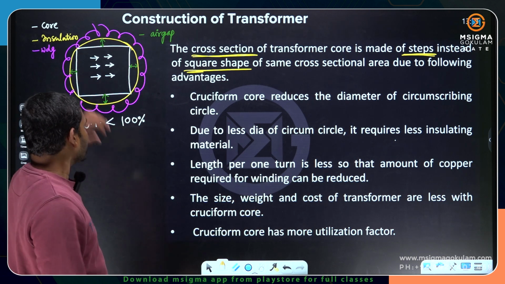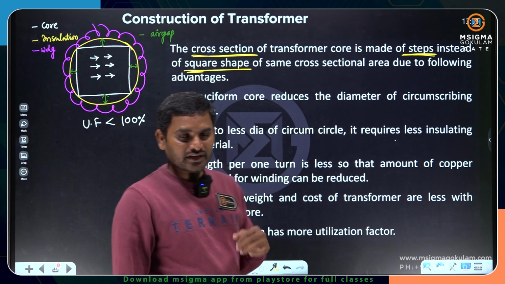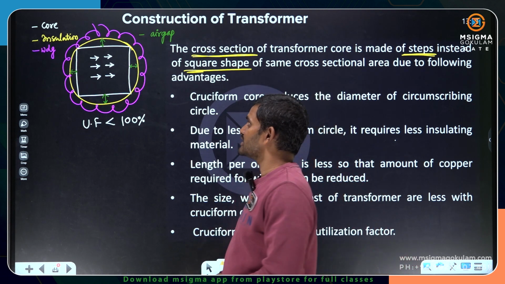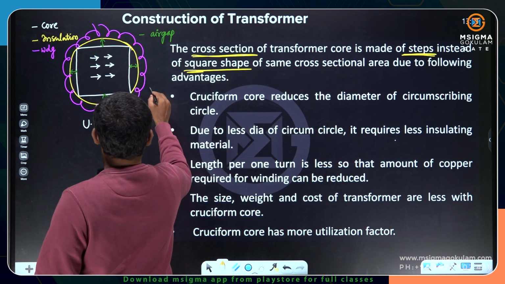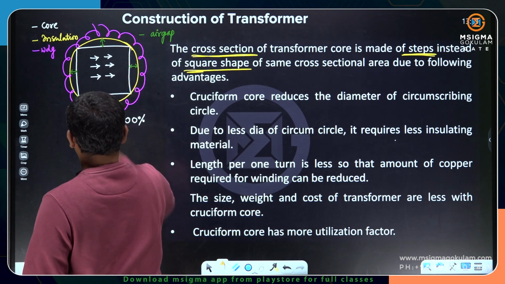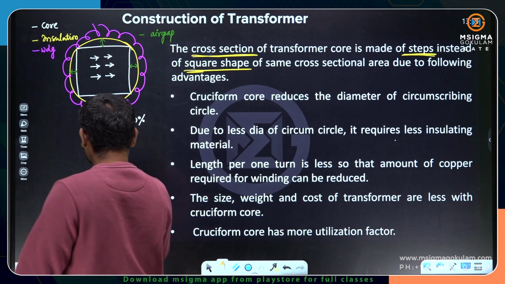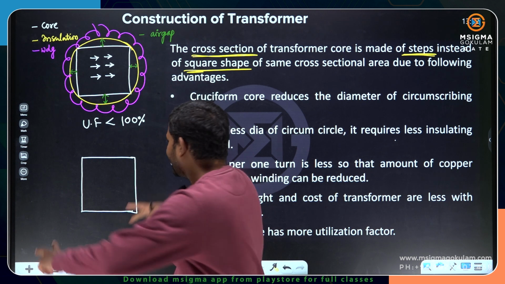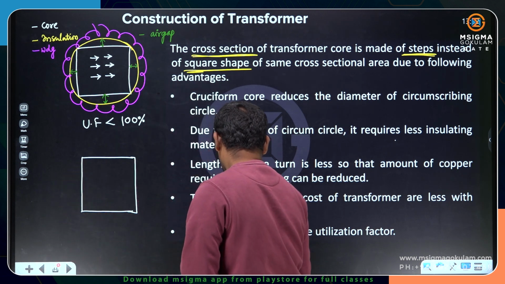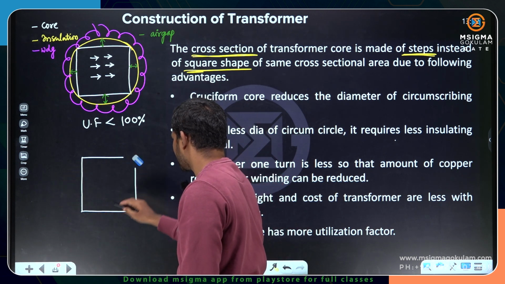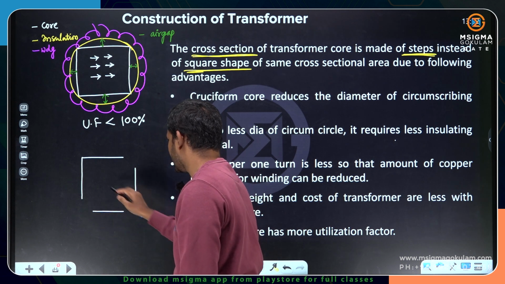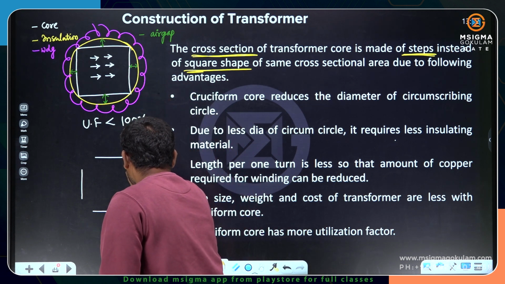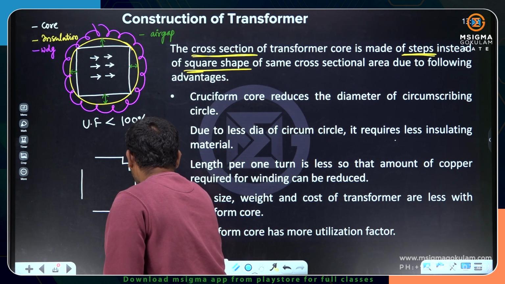Now, let's look at another core. It is the stepped core. Stepped cores are also called cruciform cores. This is a square shaped core, and let me show you the stepped core. The stepped core will be like this, the same core only. What we do is we cut the edges, here and here and here. If we cut the edges, it will look like this. Let me show you here. This is two steps.